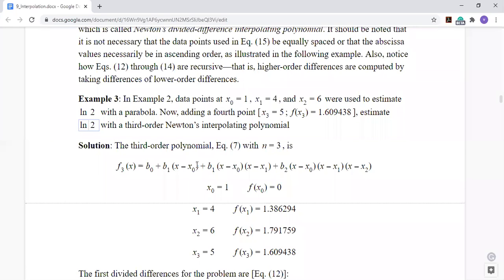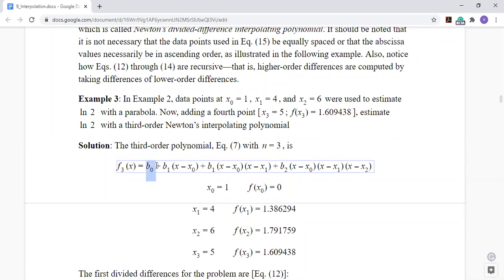So simply put, we are using a third order polynomial because we have 4 points. If you have 4 points, you can use a third order polynomial. If we're given 5 points, we can derive a fourth order polynomial. If we're given 6 points, we can derive a fifth order polynomial. So we first want to derive the third order polynomial. This is the general structure for the third order polynomial.